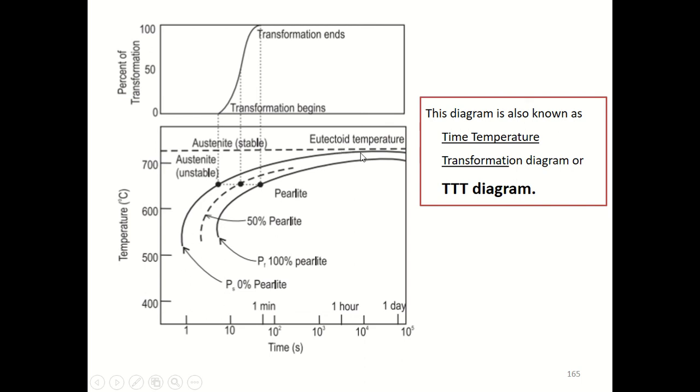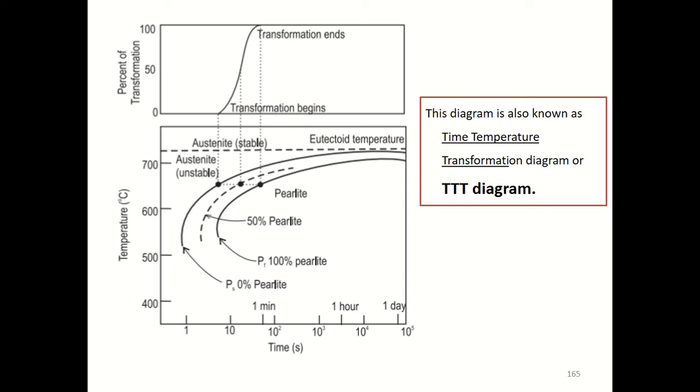Now you can also see the eutectoid temperature, a horizontal dashed line here, above which the austenite phase exists, and below which the austenite is transformed. That is why it is written as unstable. Now, for the pearlite transformation to occur, the alloy, for example the Fe-C alloy, has to be supercooled below the eutectoid temperature, and then only the transformation to pearlite occurs.